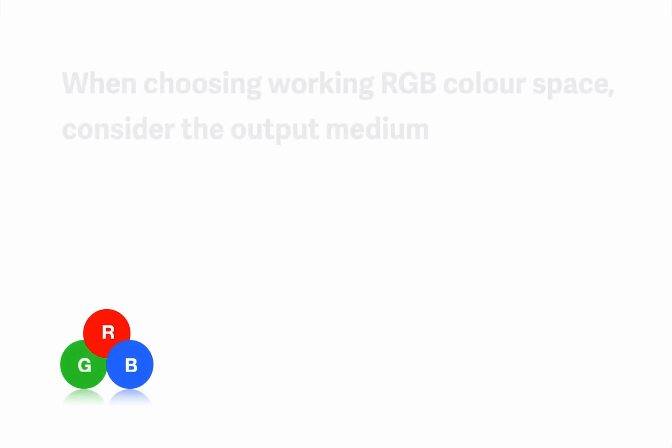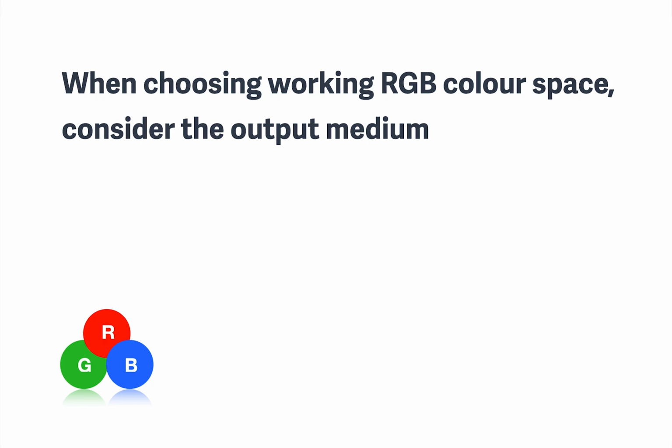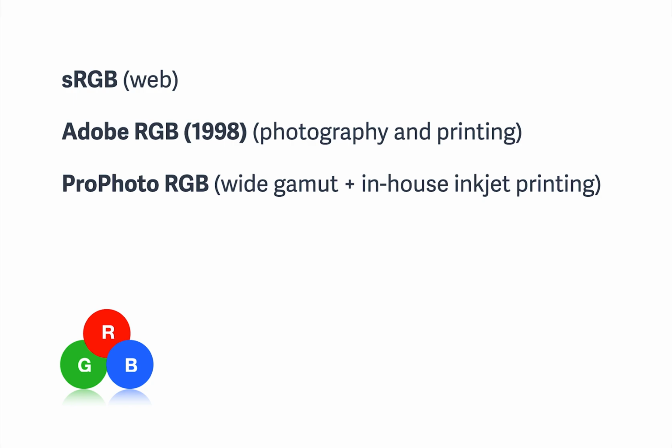So going back to the color settings dialog, when selecting the RGB working space, we have three main options. sRGB if you are going to be publishing images on the web, Adobe RGB 1998 if your images are destined for printing, and ProPhoto RGB if your workflow is able to support this extremely wide gamut of colors, or if you are printing in a closed loop or on your own inkjet printer.